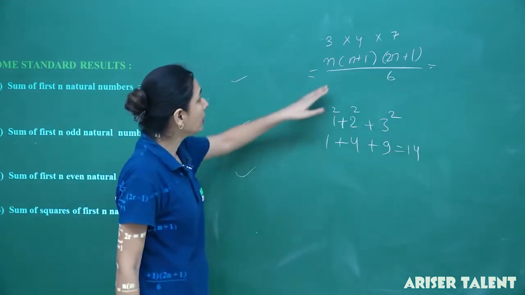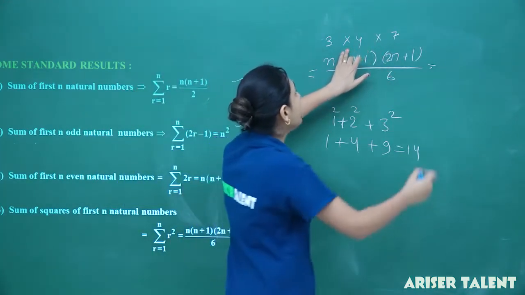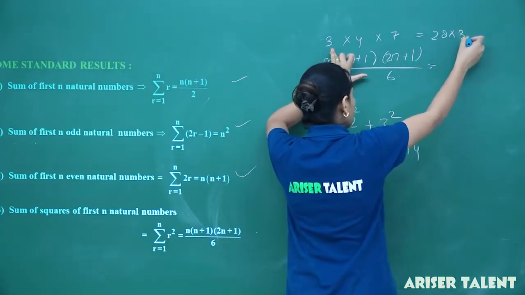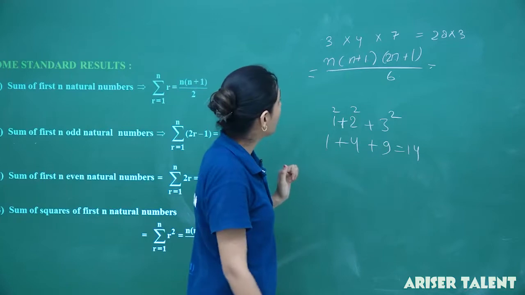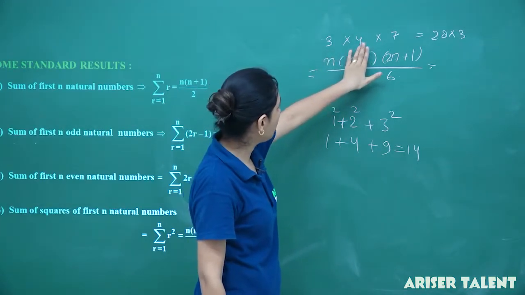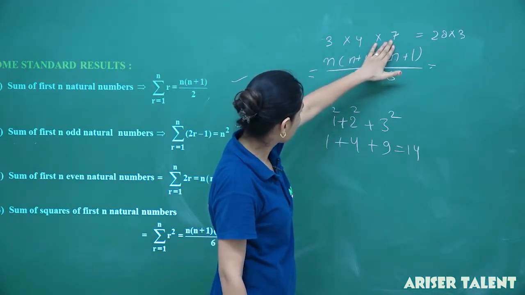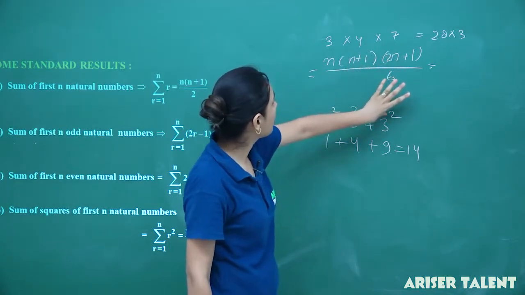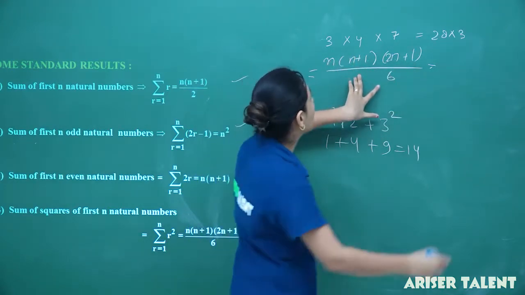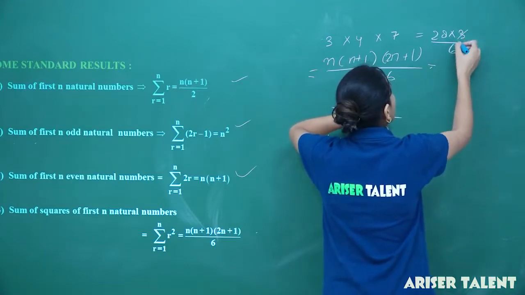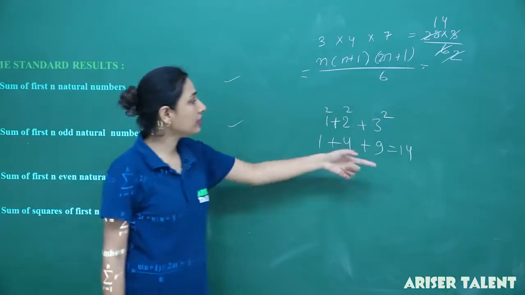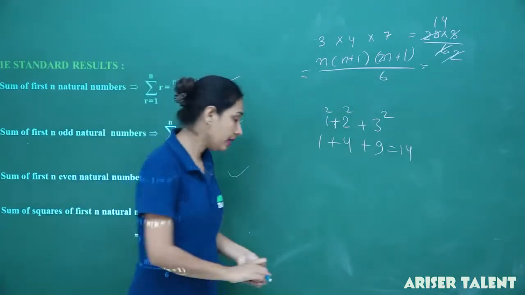Now, that is 28 multiplied by 3. This is 3, this is 4, this is what? 1, 2, 3. n plus 1, 2n plus 1, divided by 6, it will cut and that will become 14 again. So, the sum is 14 here.